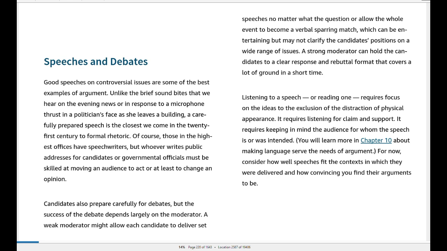Listening to a speech or reading one requires focus on the ideas to the exclusion of the distraction of physical appearance. It requires listening for acclaim and support. It requires keeping in mind the audience for whom the speech is or was intended. You will learn more in Chapter 10 about making language serve the needs of argument. For now, consider how well speeches fit in the context in which they were delivered and how convincing you find their arguments to be.